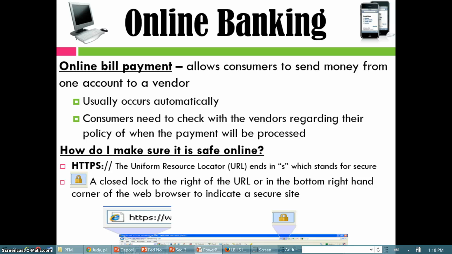So how do I make sure I'm safe online? You want to use that HTTPS guideline in your URL, the Uniform Resource Locator. And then you also want to look for the little lock that sits up in your URL. It's a closed lock to the right of your URL. That will assure that you're on a safe website.